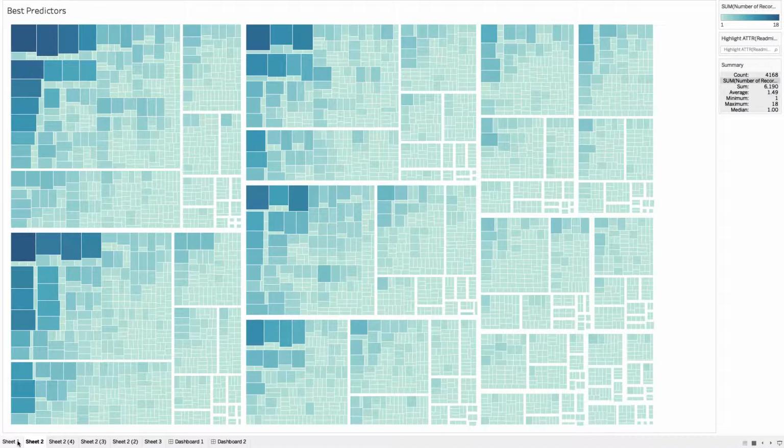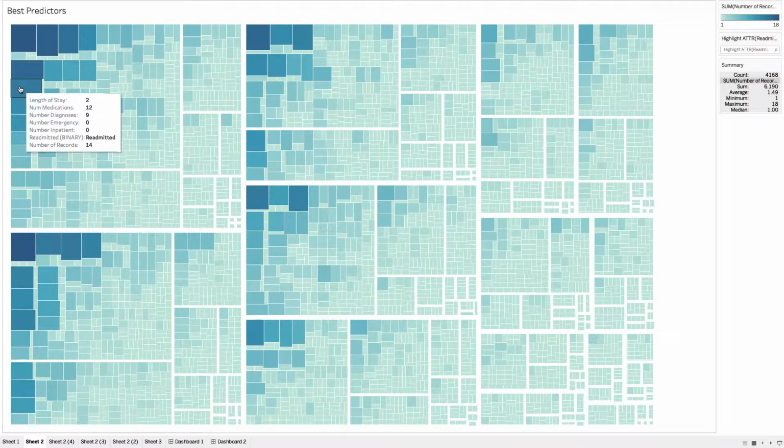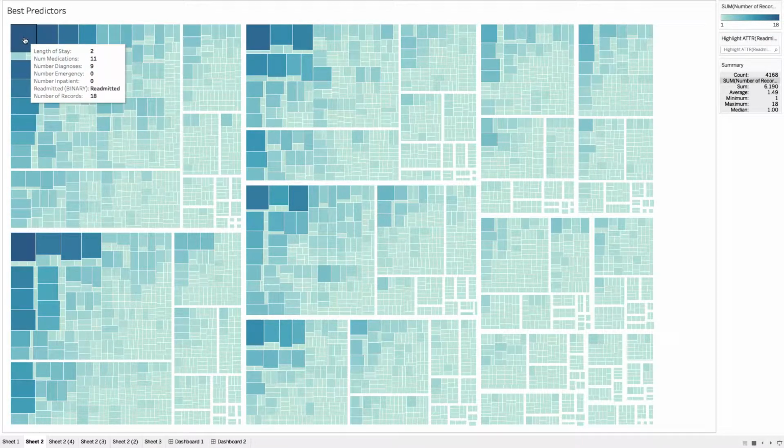I made this one because I wanted to see if I put in as many variables as possible from the study, what will be my highest classifiers. And here it showed, see the larger the mosaic, the larger boxes means higher records. So if you look at, for example, this is 16 records, 18. So in this quadrant here, you have length of stay of 2 days, number of medications 11.